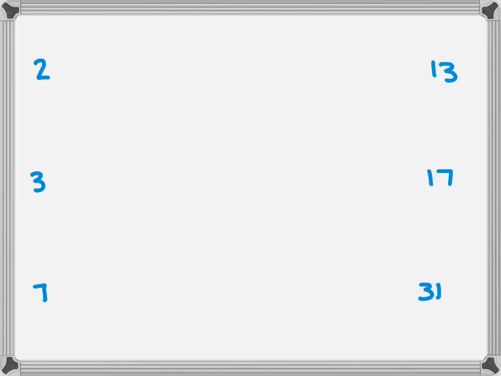Okay, so now you're going to do these yourself. You're going to press pause, and you're going to find the prime numbers between each of these numbers and list them. And then we're going to come back, and you're going to press play, and we'll do them together. See you just now.